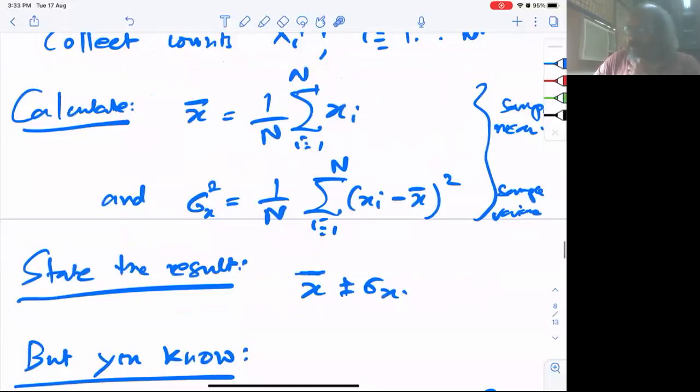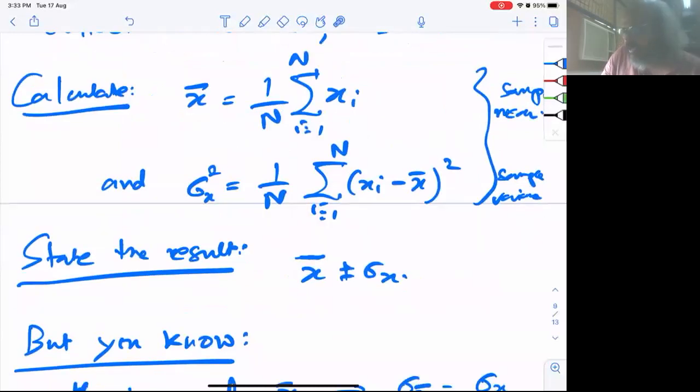Yeah. So basically, how do you state the result? You basically say that you have x bar plus minus sigma x, and the sigma x is actually a calculated number.